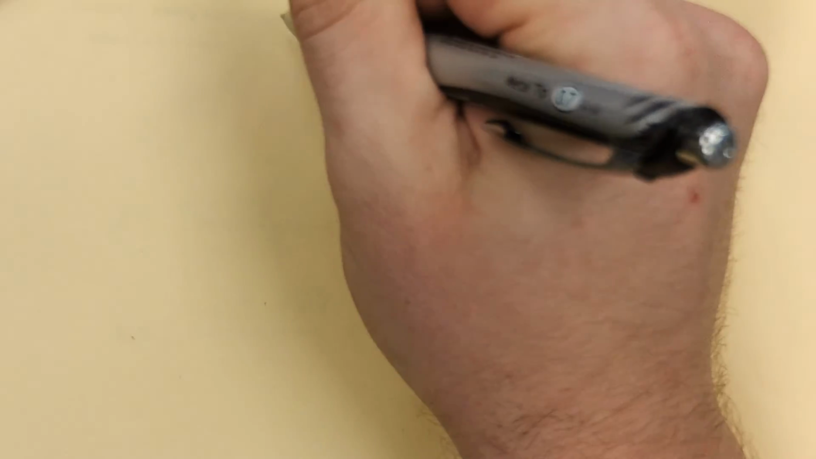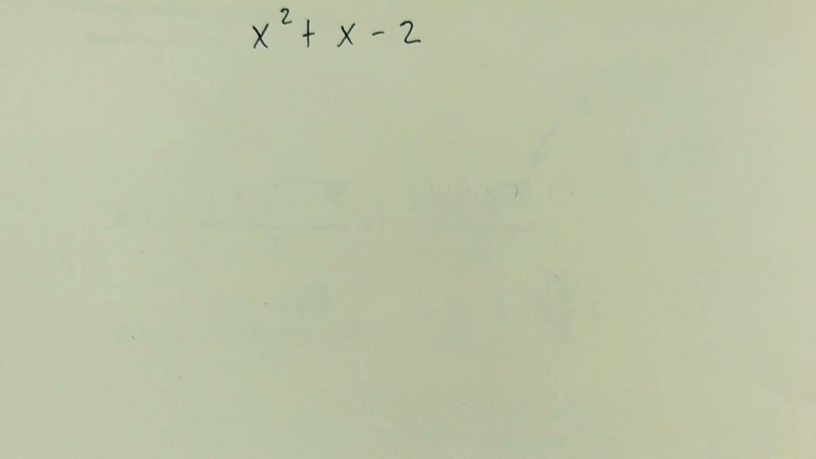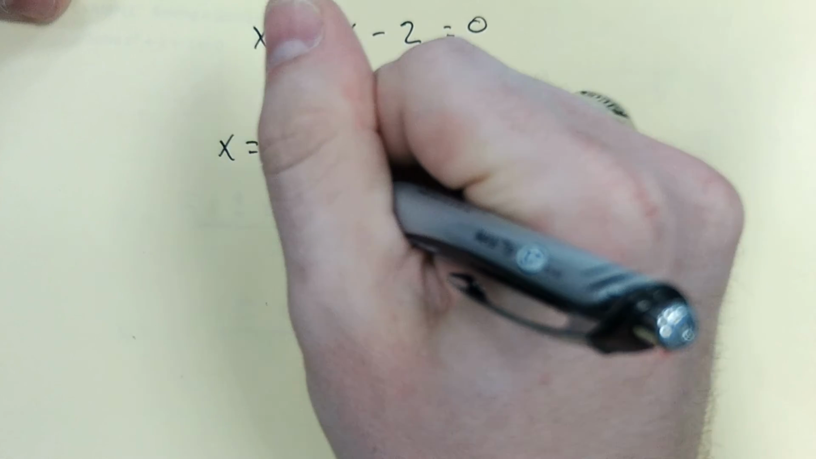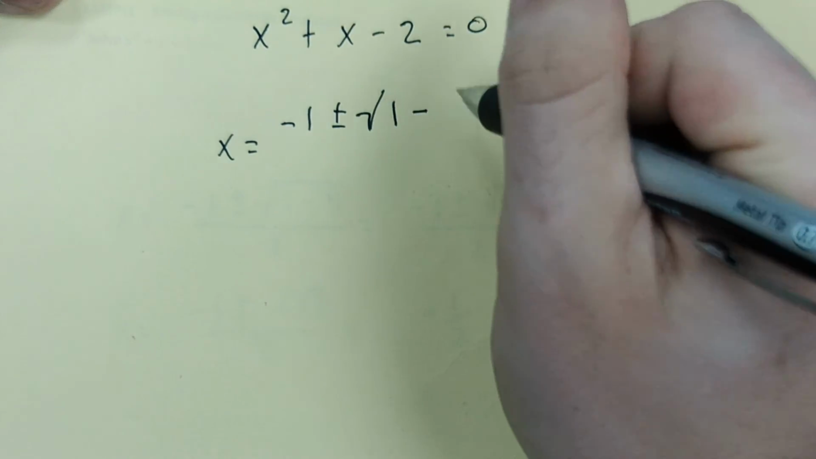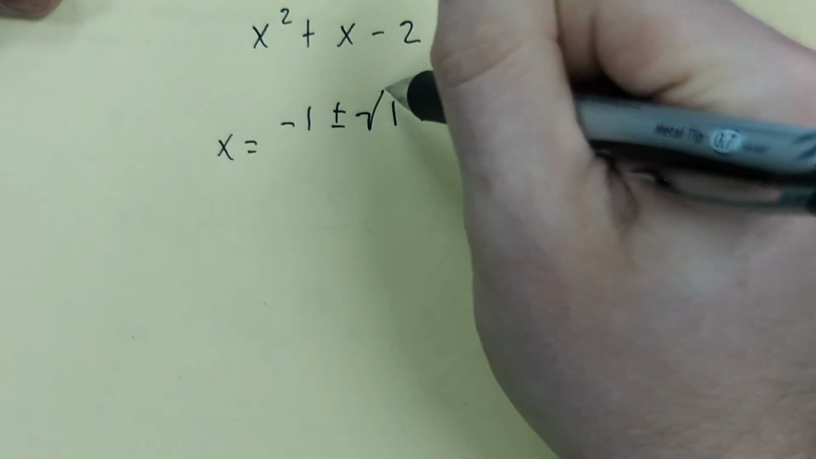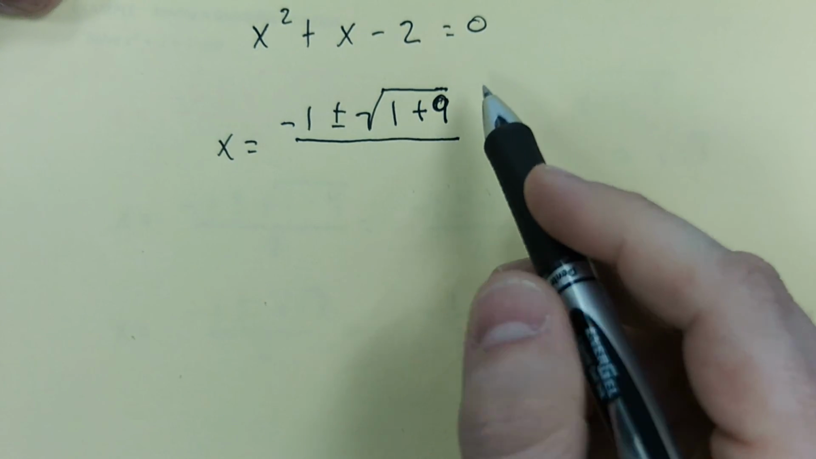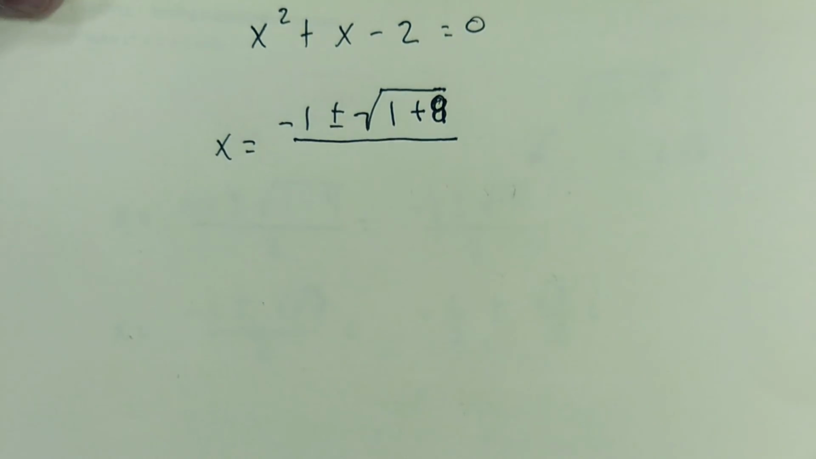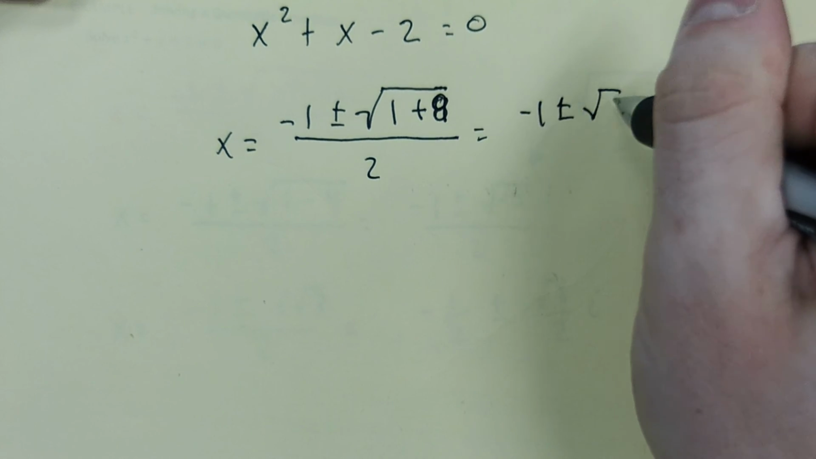You don't need to write this. I'm just showing you something that I find neat. This does solve by factoring, but I'm going to pretend it doesn't, and I'm going to solve using the quadratic formula. Negative b plus or minus root b squared minus 4 times 1 times negative 2, so plus 4 times 2 is 8. Sorry, it's going to add to 9. This gives me negative 1 plus or minus the square root of 9 over 2.